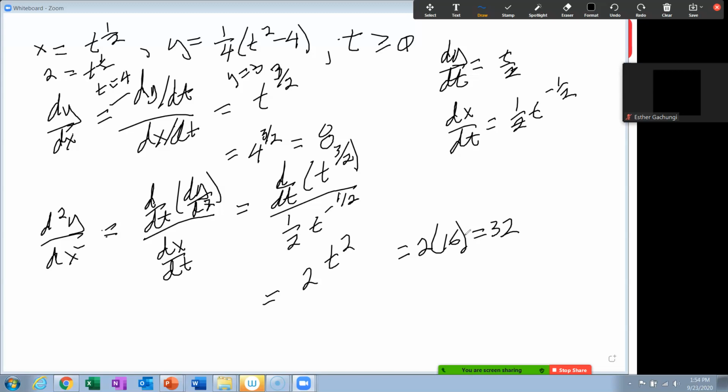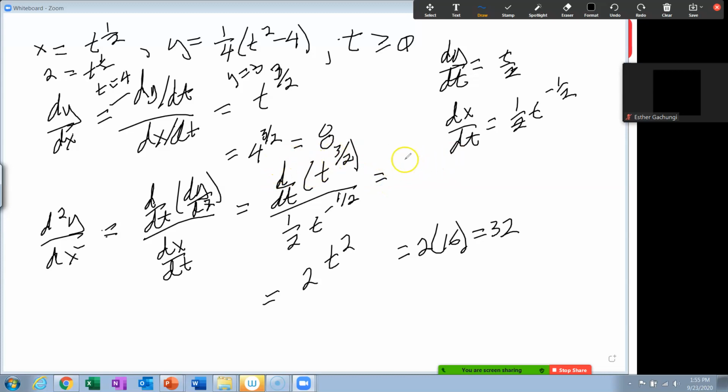Now they had it 12 and I have 32. I must have messed up something somewhere here. Okay, let's see if I did. This is d of 3/2. I got that part over 1/2 that. Oh, I forgot to take the derivative of that. Sorry, that's it. No wonder.